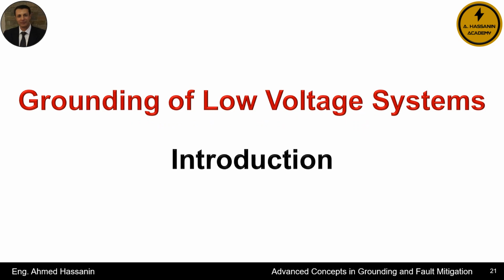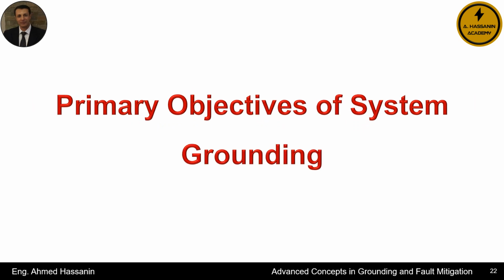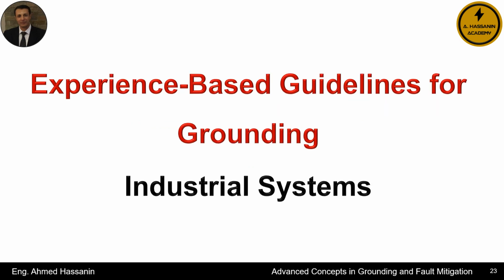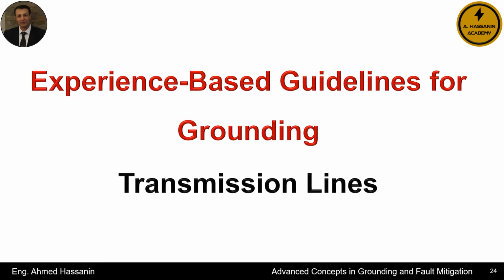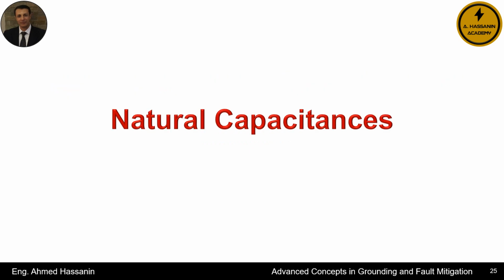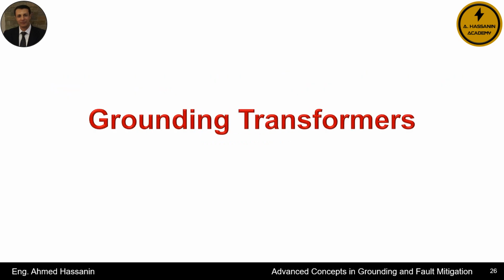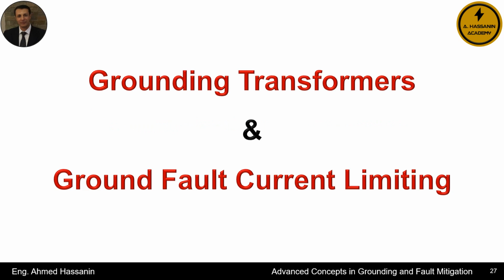After that, we'll begin the introduction to grounding in low voltage systems. Then we'll discuss the primary objectives of system grounding. Next, we'll explore experience-based guidelines for grounding, starting with industrial systems. We'll continue with experience-based guidelines focusing on transmission line grounding. Then we'll discuss natural capacitances in electrical networks. Next, we'll talk about grounding transformers and their roles in electrical systems. Then we'll explore how grounding transformers can be used to limit fault current.